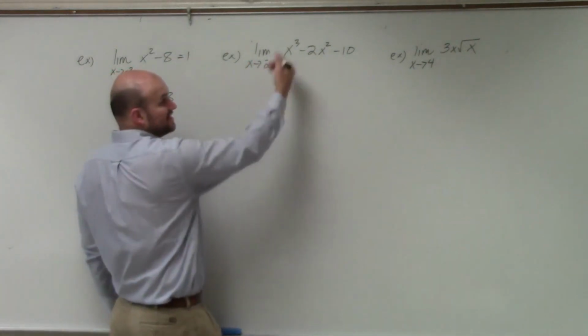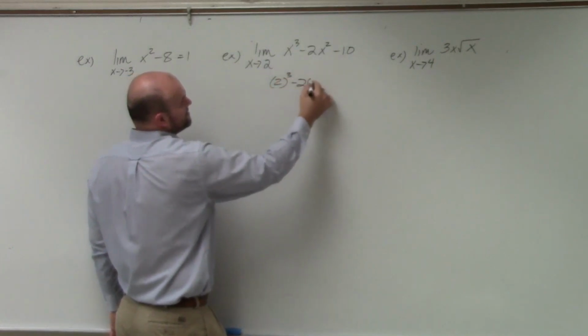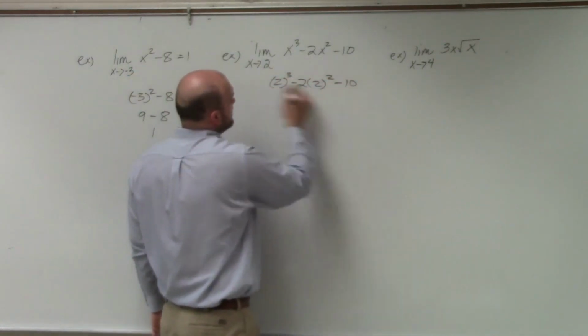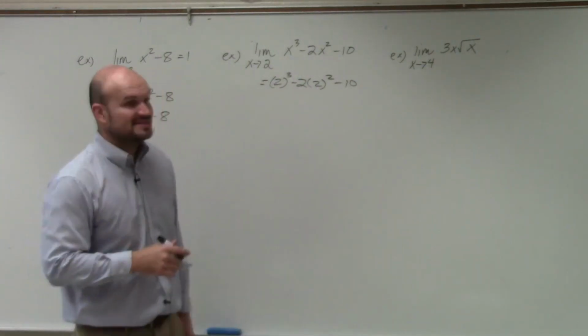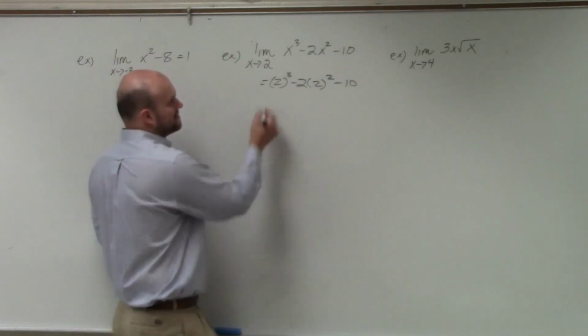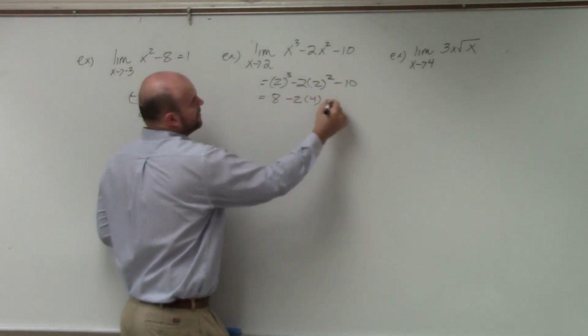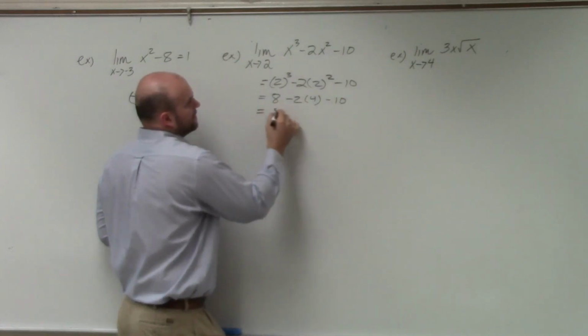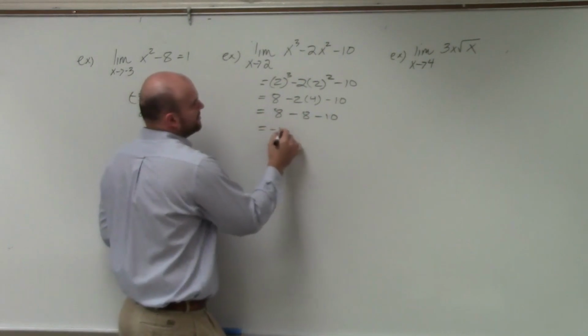Over here, I'm just going to take 2 and plug it into the function. So I have 2 cubed minus 2 times 2 squared minus 10. Please note how I am using parentheses as I am plugging in those values. So therefore, I have 8. This becomes -2 times 4 minus 10. So therefore, that's 0. So I'm equal to -10.